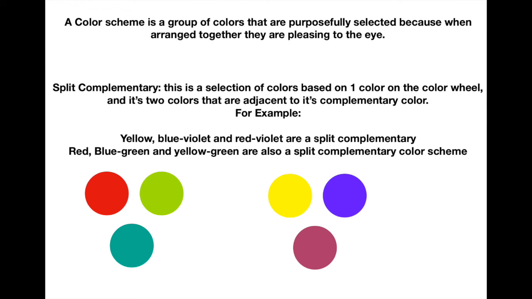Artists use color schemes to help arrange their colors and purposefully select them, so that way their compositions will be pleasing to the eye. First up is split complementary. This is a selection of colors based on one color on the color wheel, and its two colors that are adjacent to its complementary. For example, yellow, blue-violet, and red-violet are split complementary colors.